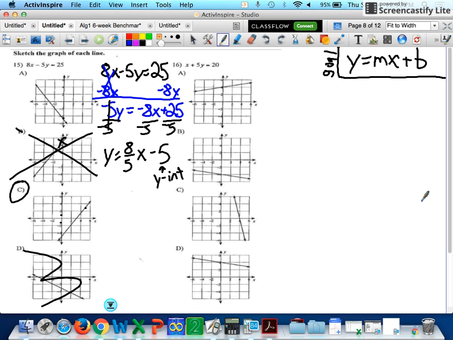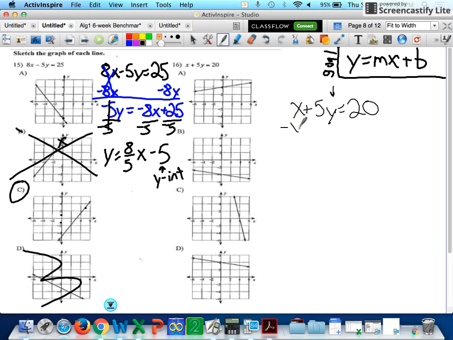All right, we're picking up here with number 16. We're still sketching the line of each graph. And so I left this up in the top right-hand corner. That's still our goal. We need to end up in this slope-intercept form. So we start out with this equation: x plus 5y equals 20. We want to get y by itself.